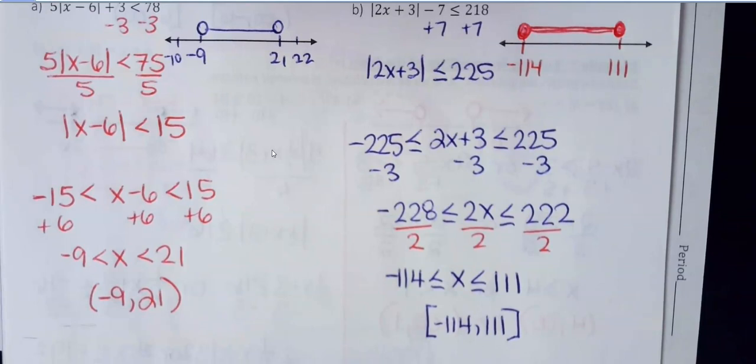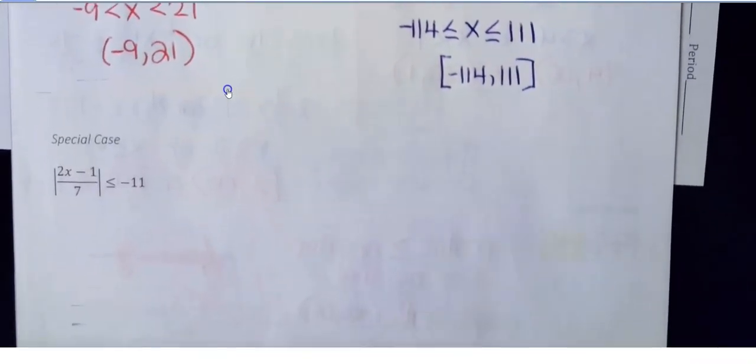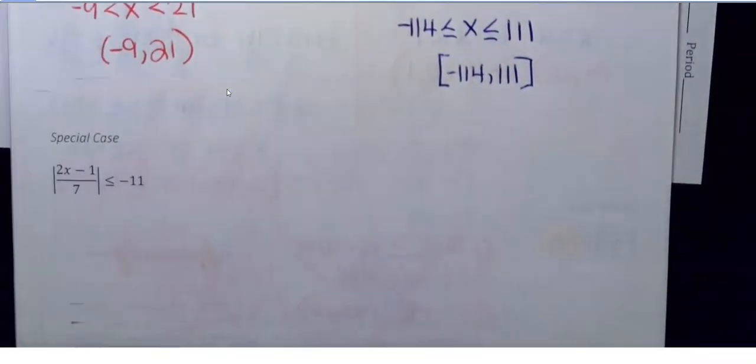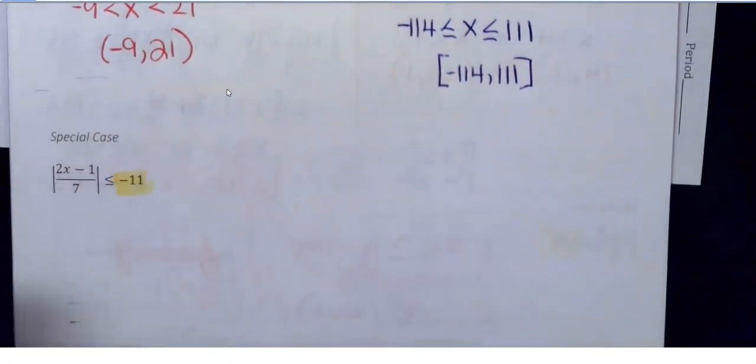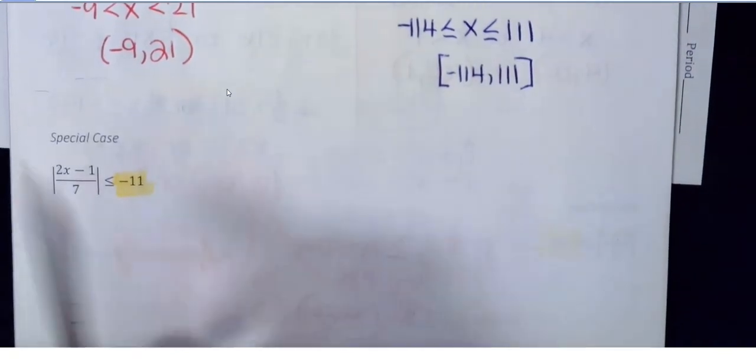Okay, now I'm going to do this last one here real quick. This is a special case. So down here at the bottom, again, if you have an absolute value by itself in an inequality, and it's related to a negative number, I just want you to think about it. Do not apply the definition to this if it's related to a negative number, because that definition is only going to work if that number is positive.